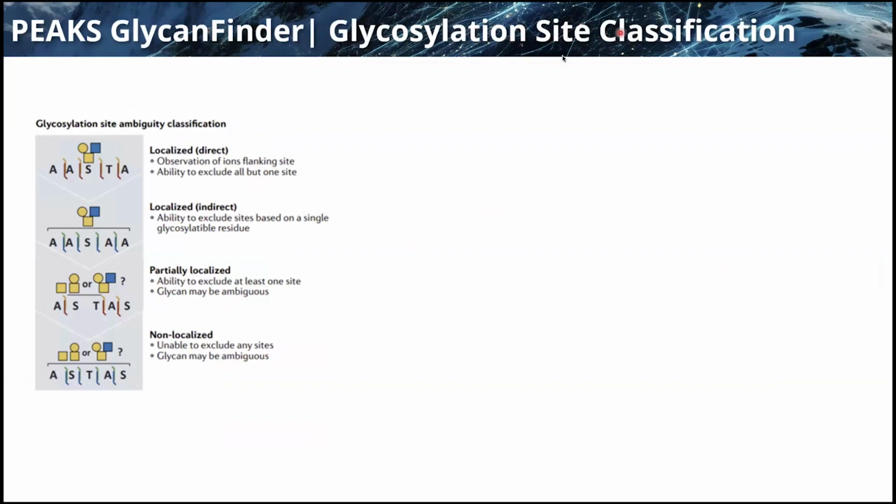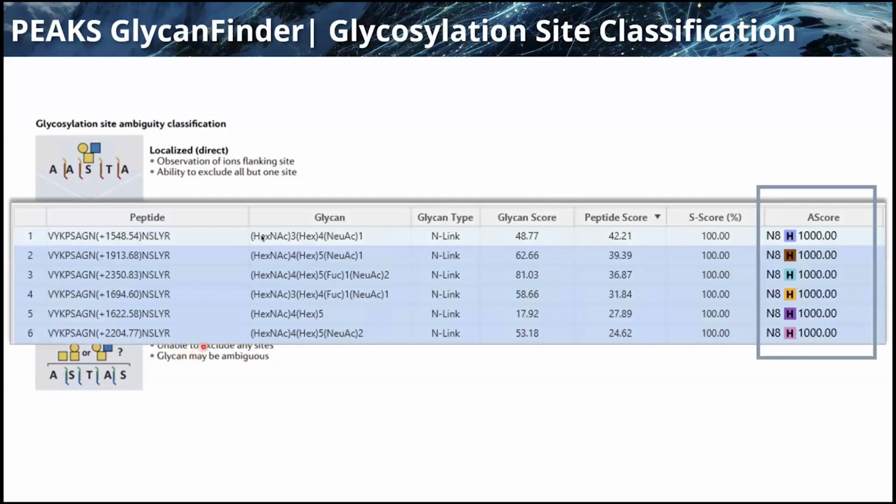So I'm going to start with the site classification. Essentially, we can have different scenarios. The glycan site can be very easily determined directly, where we see all the necessary ions. In some cases, there's only one possible site, so that's easy. In other cases, we may be able to decipher or exclude one, but not all of the sites, so we still have some ambiguity. And in some cases, of course, it's not possible, given the MS2 spectra, to determine the exact site of glycosylation.